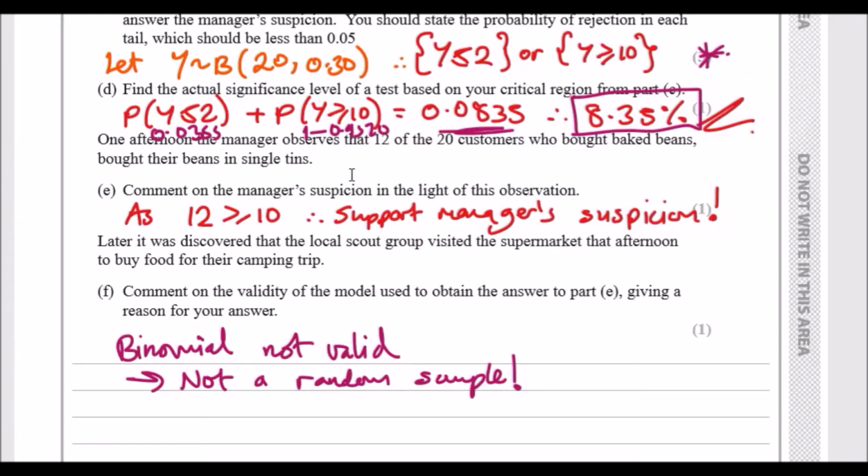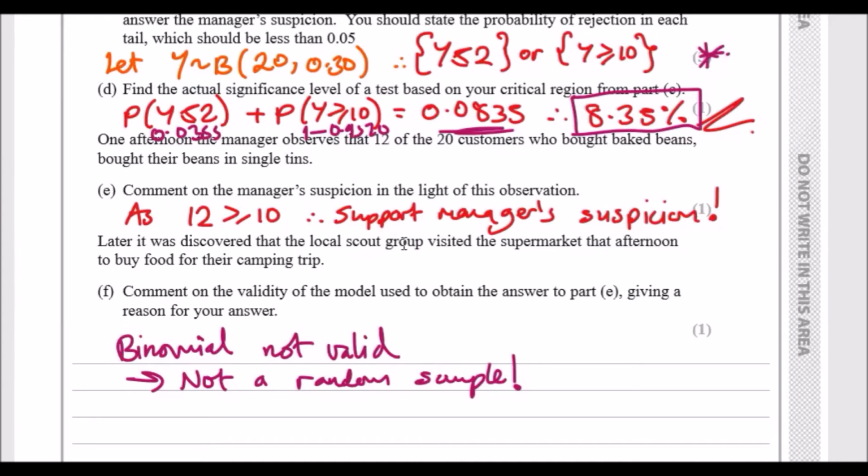Now finally, later it was discovered that the local scout group visited the supermarket that afternoon to buy food for their camping trip. So remember, these are not random. These are specific people. So it wasn't random. They know what they were doing. Comment on the validity of the model used to obtain the answer to part E, giving a reason for your answer. This is very straightforward.